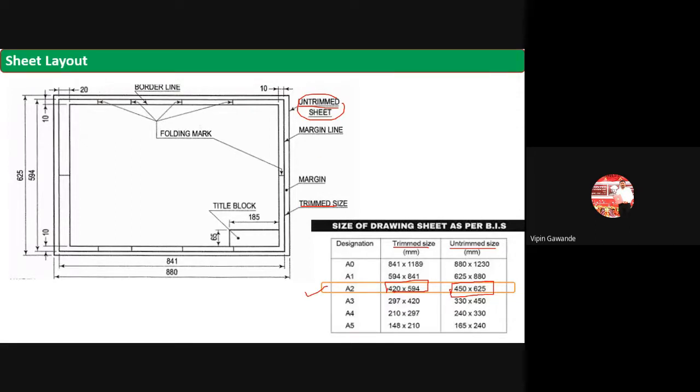Now, the distance between them, again you have to remember this. They may ask these questions in the examination. What is margin? Margin is the distance between the untrimmed sheet and the trim size or trim sheet.